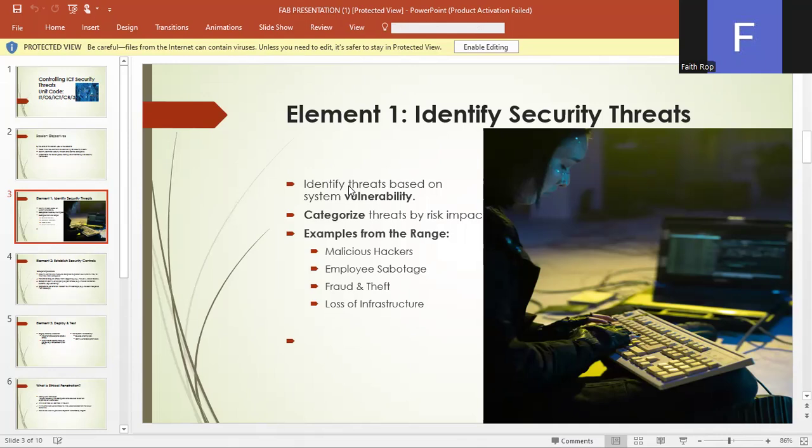Then when you say employee sabotage, these are internal misuse of access privileges. An employee, because he or she has the access, can do something to harm the security of the company. Then fraud and theft, that is stealing data, money, or any intellectual property. Then we have the loss of infrastructure, for example, power failures or physical damages that disrupt the system.